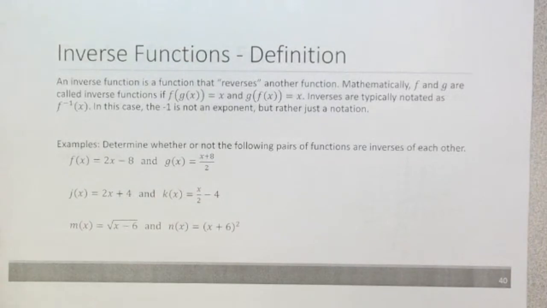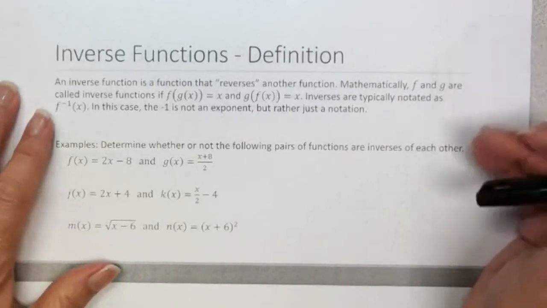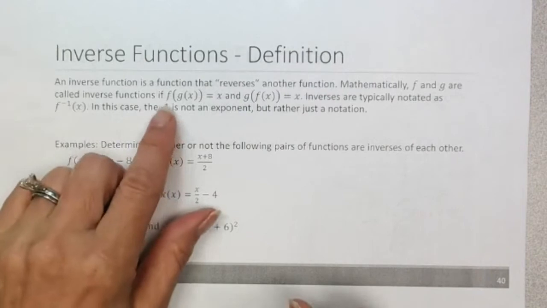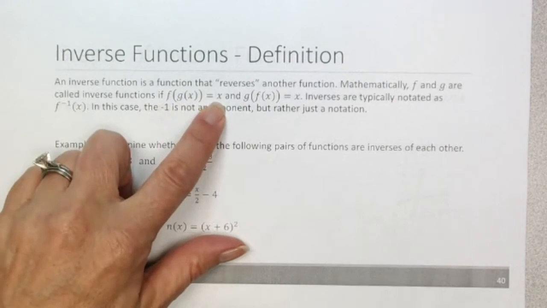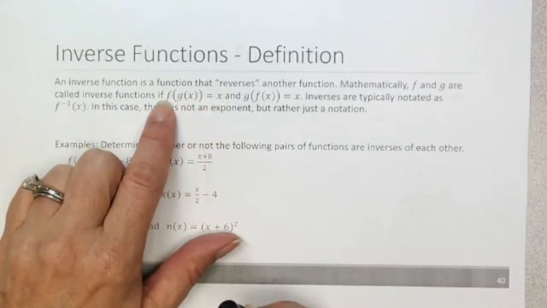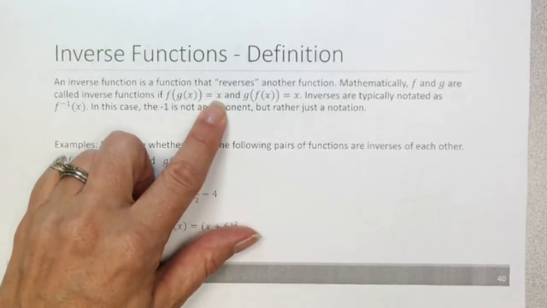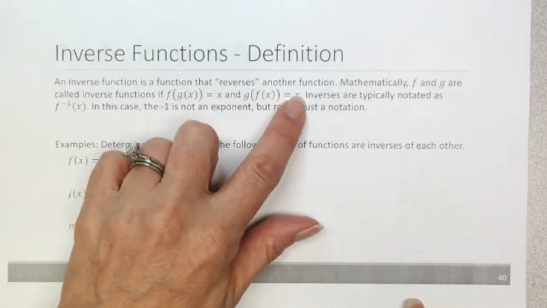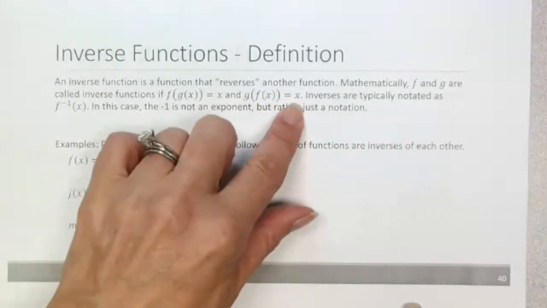An inverse function is one that undoes or reverses another function. Mathematically, if we have a function called f and a function called g, we would say they are inverses if, when we compose g into f, we get back to the original input. Or when we evaluate f of g of x, we end up with x. And the reverse composition is also true. g of f of x would also have to be equal to x. Or when we compose the function f into g, we'll get back to that original input.